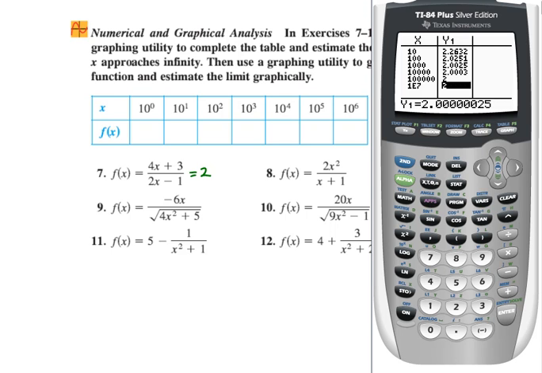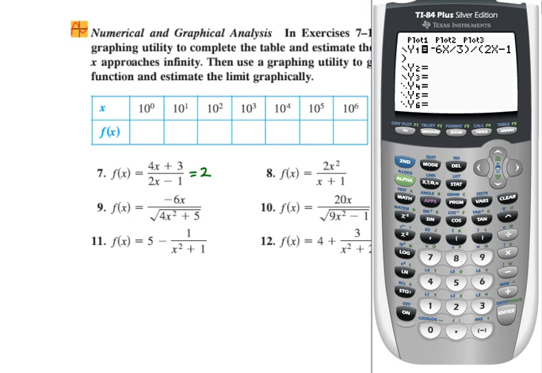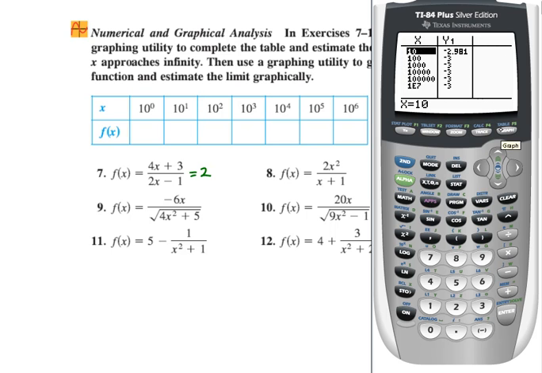Alright, let's put the next one in. So we have negative 6x divided by the square root of 4x squared plus 5. And in this case we don't need parentheses around the numerator since there's only one term there, and the denominator only has the radical expression. So that's all we need there. We go into table, and since our values are already in there, we can see that as we go out to larger and larger values, we're approaching negative 3.